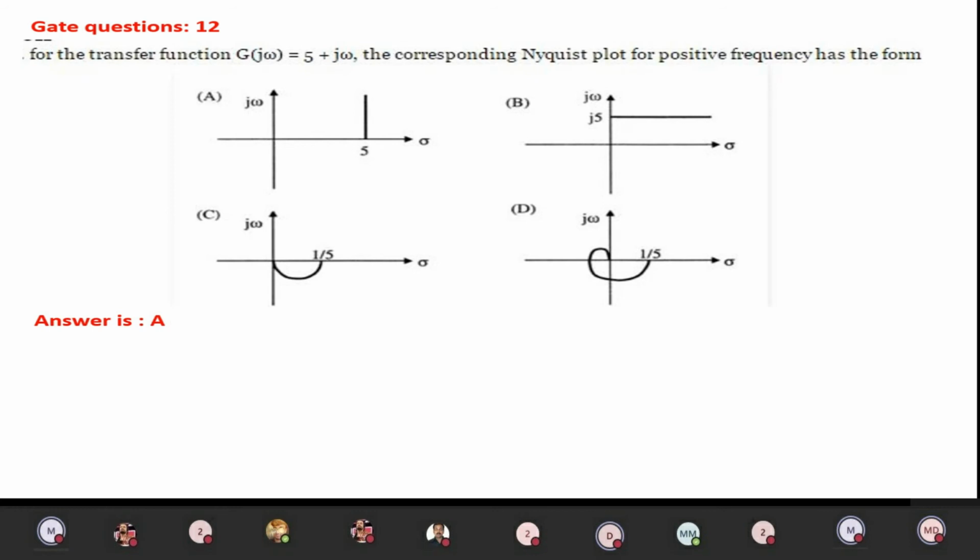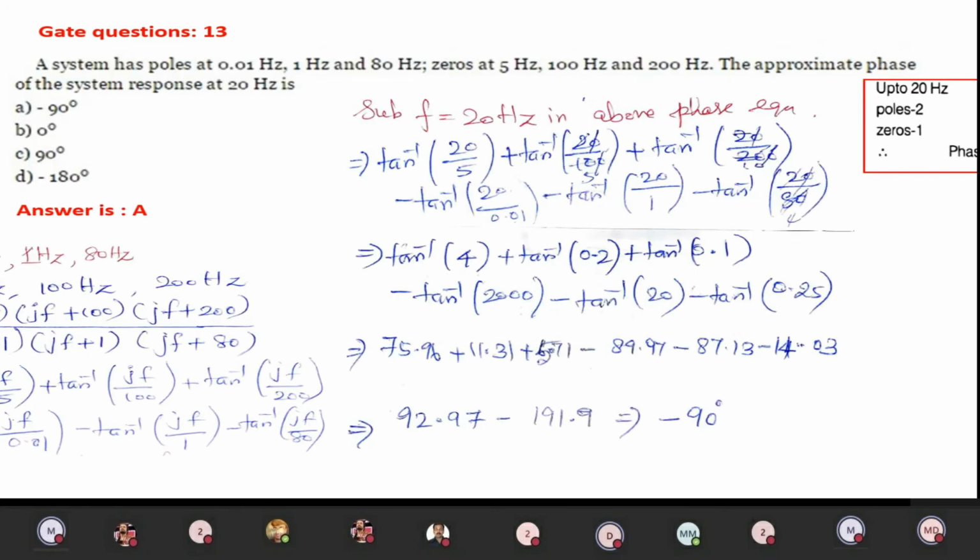So similarly, you can solve any kind of simple problems. Here you can see the transfer function G(jω) = 5 + jω. The corresponding Nyquist plot of positive frequency has the form of. Here you can see option A will be correct. With 5 + jω, we are getting a straight line. So this will be the correct answer. Then we can go for the next one.